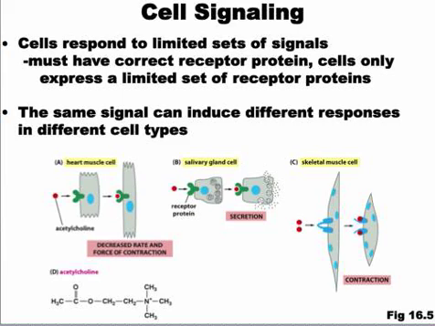Now, what's interesting is that the same signal can induce different responses in different cell types. And that's what they're showing you on this figure. So here our signal molecule is acetylcholine. Acetylcholine is a neurotransmitter. Now, when a heart cell receives this signal, what's going to happen is the rate and the force of the contractions are going to decrease. So that's what we see here.